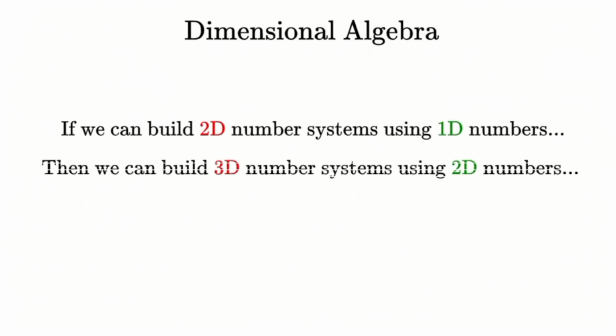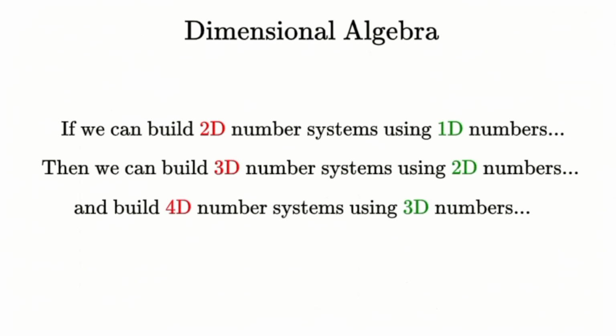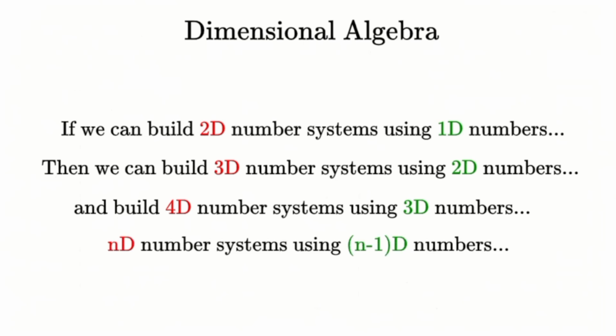And here's the big idea. If we can build 2D systems using 1D numbers, then we can build 3D systems using 2D numbers and build 4D systems using 3D numbers, and so on. Each level of dimensionality is built recursively, layer by layer, using the previous dimension's numbers as coefficients. This isn't just a new number system, it's an entire hierarchy of number systems, each one with its own unique algebra, rotation, and geometry. We call this idea dimensional algebra. It's a framework that allows us to generate new dimensions, define new kinds of numbers, and visualize algebraic structures geometrically, all from the ground up.